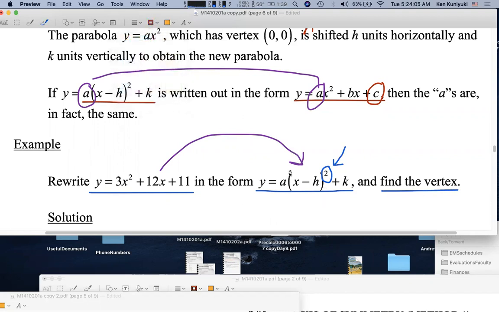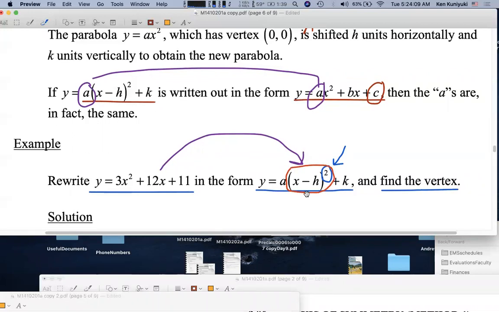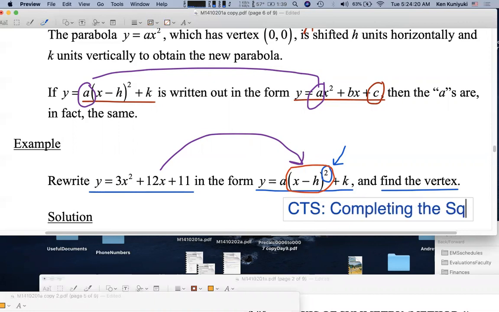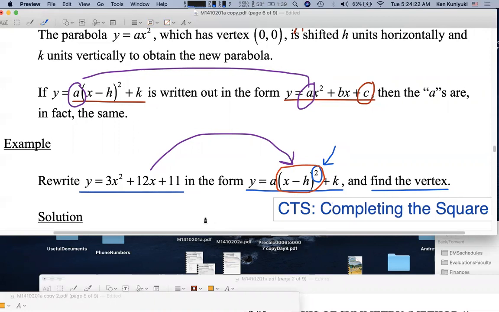Now, look at this. We'd like to get here the square of a binomial. And when I see something like the square of a binomial, I'm thinking CTS. What does CTS stand for? Completing the square. That process that we saw with equations of circles back in 0.13. Remember circles in 0.13.